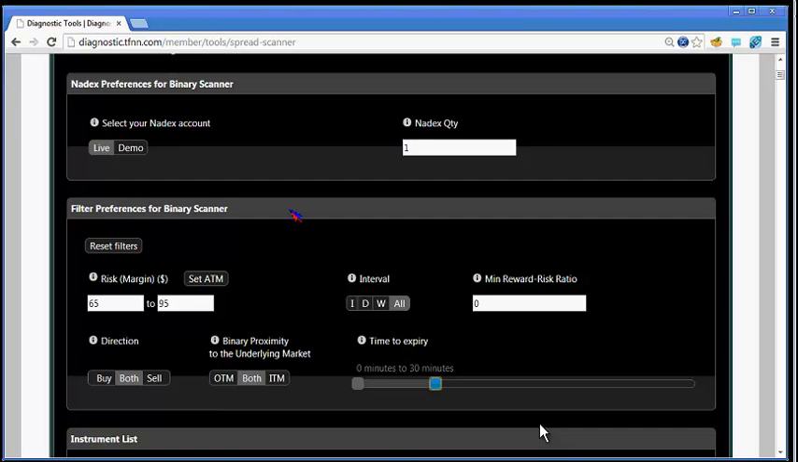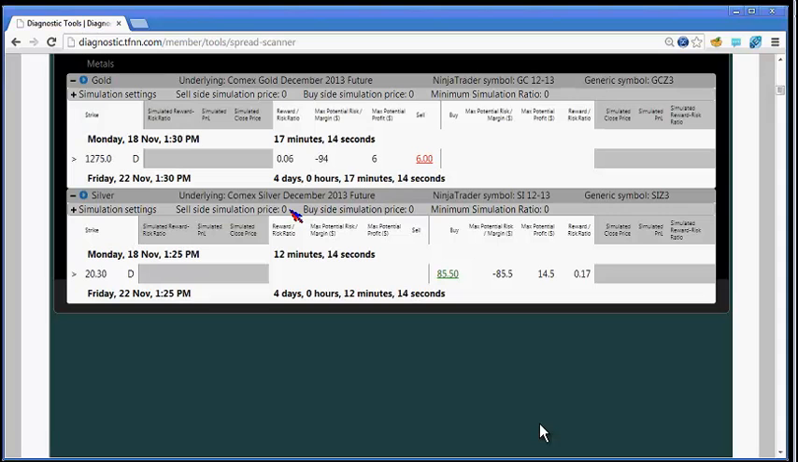Now it shows me what opportunities are sitting there, if there's anything even worth trading. Maybe there is, maybe there isn't. On silver, we've got one at 20.30. That's only a couple ticks away, right there on silver. That's a buy, saying that it would stay above 20.30.